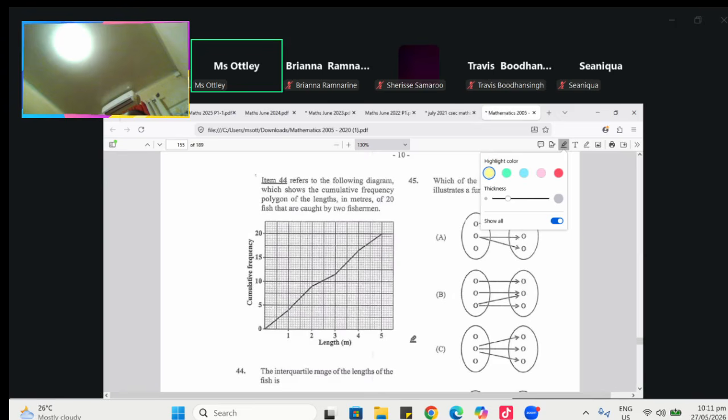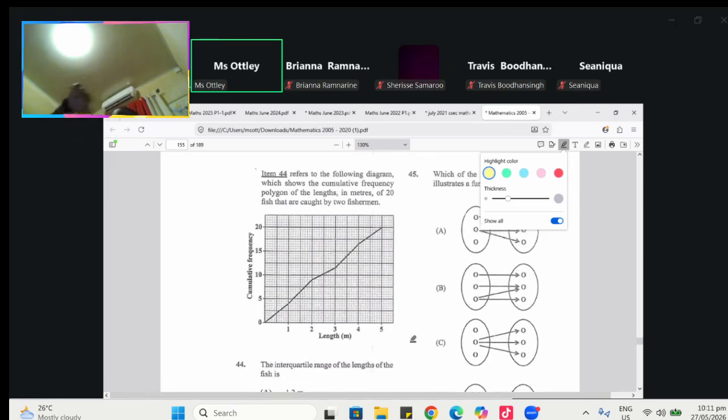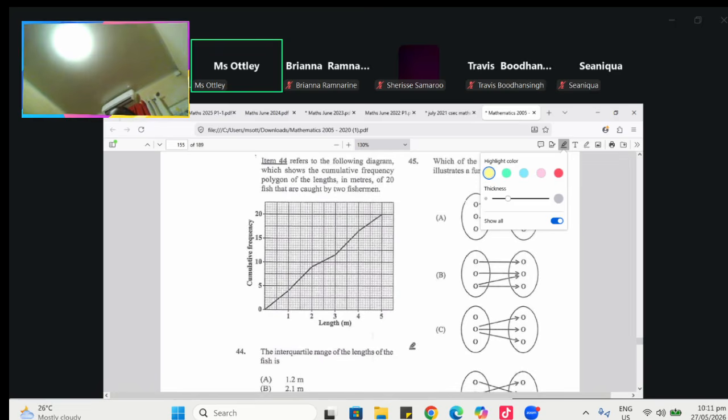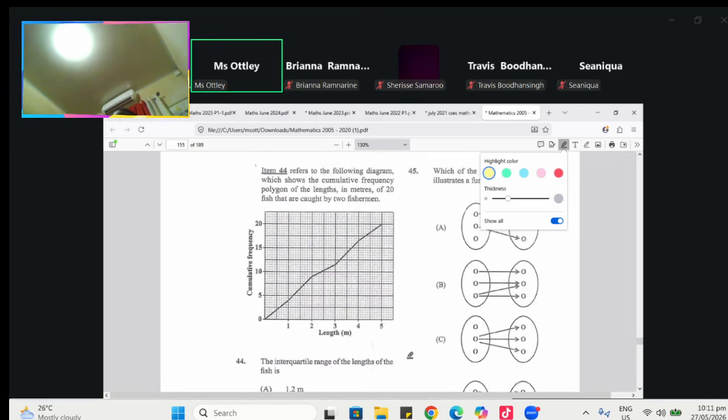Item 44 refers to the following diagram, which shows a cumulative frequency polygon of the length in meters of 20 fish that are caught by 2 fishermen. They want us to find the interquartile range of the lengths of the fish. All right, firstly, before we begin solving anything, what is the interquartile range?